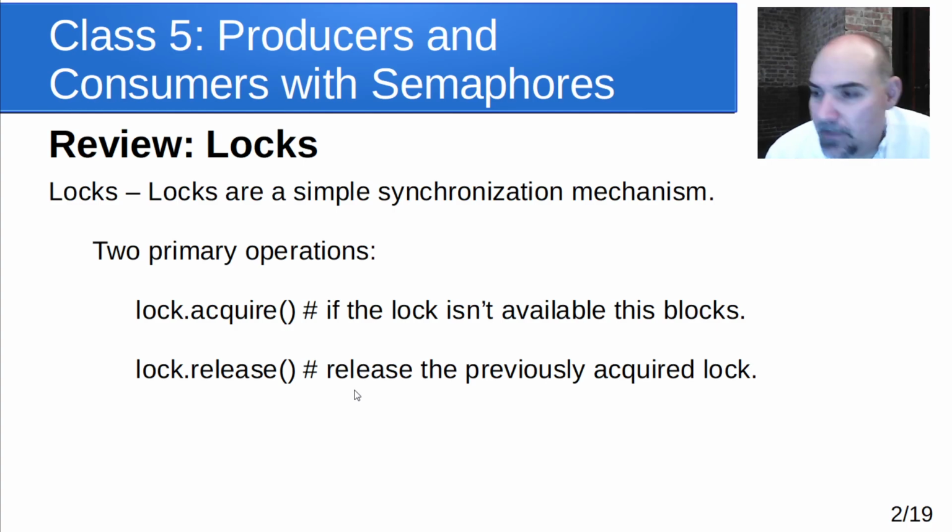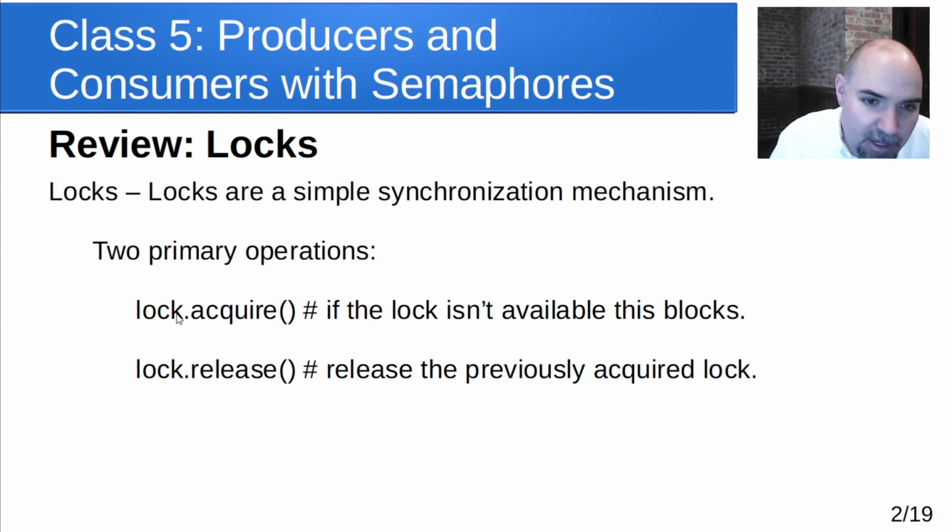We talked about locks. And if you remember, locks are kind of a simple synchronization mechanism with two primary operations. Acquire, which basically, if the lock isn't available, it blocks and waits there. And then release, which releases the lock, and then something else that was blocked and waiting can then be unblocked and continue. So the idea is we would put a critical section of some sort in here, something we want to enforce mutual exclusion on.